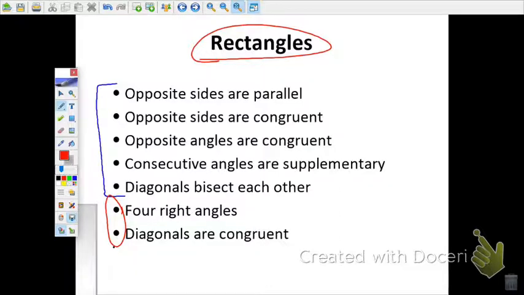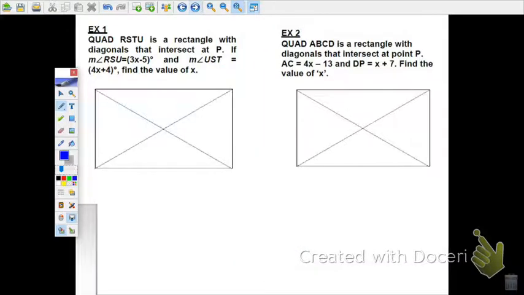Because their diagonals are congruent and the diagonals also bisect each other, all 4 of those pieces are going to be the same length. So that will be one of the key areas that we focus on as we work through some problems. So we've got a couple of examples to look at.